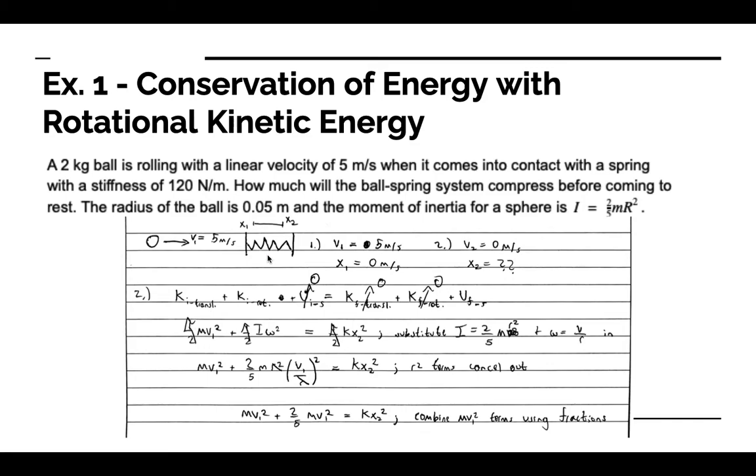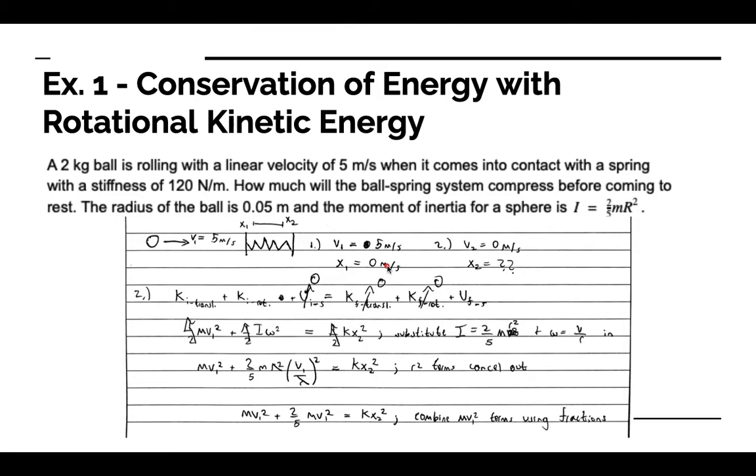If there is a change in height, we do have to worry about gravitational potential energy as we've seen so far. So our ball is rolling initially with a linear velocity of 5 meters per second. So we start out by writing V1 equals 5 meters per second. Our spring starts out unstretched, so we can say that X1 is equal to 0 meters. This should say 0 meters, not meters per second. That's a typo on my end right there. So our spring is unstretched, so it's at its equilibrium position of 0 meters.